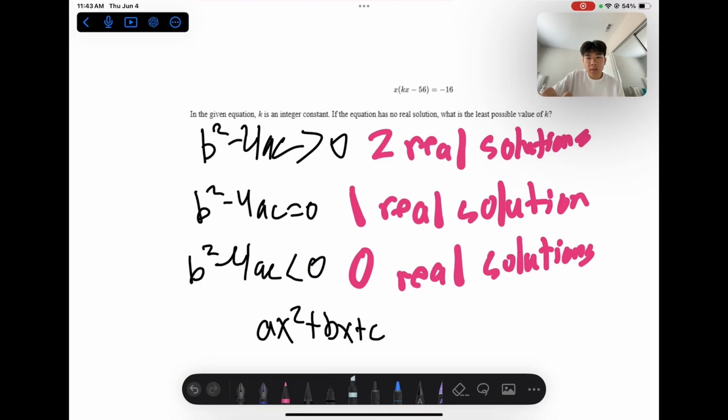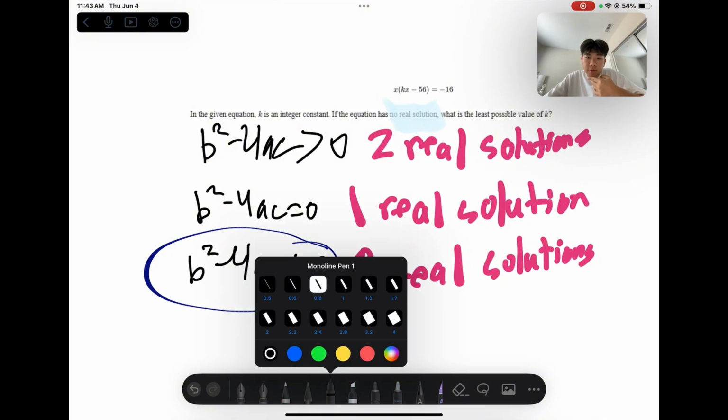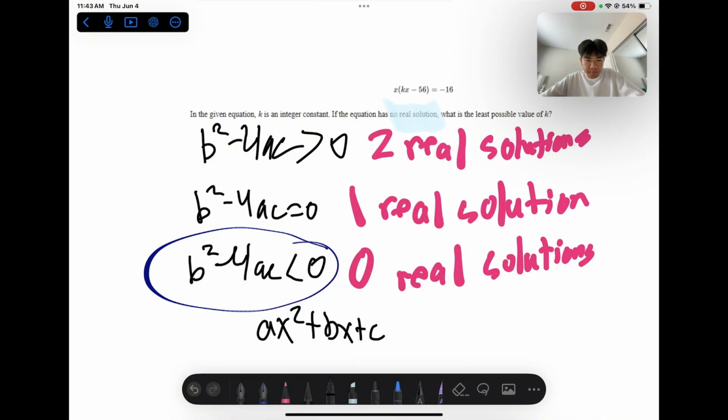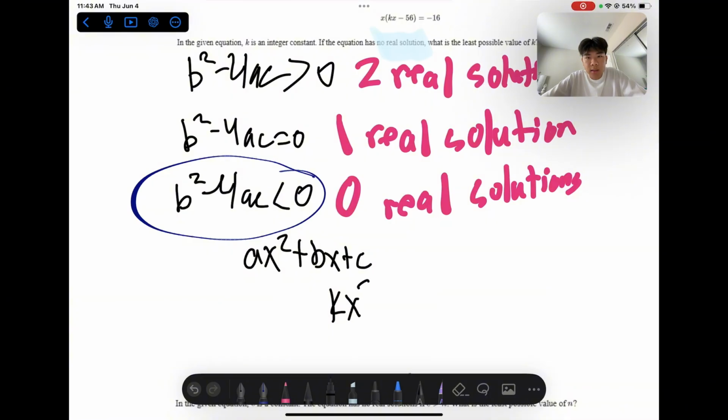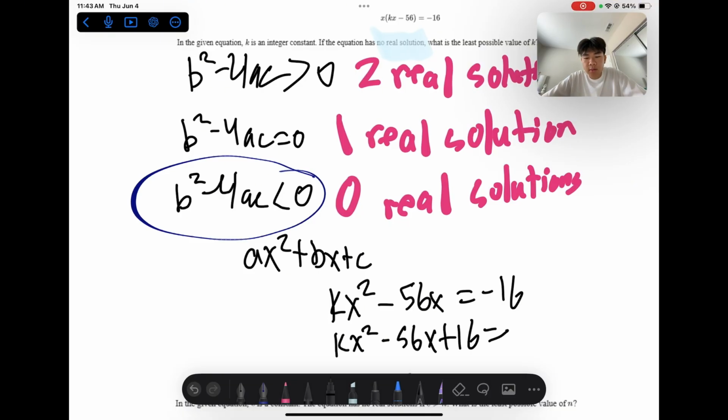So we know that the equation has no real solution. So what does that mean? That means we use this formula, and we're trying to find the least possible value of k. We have to get the equation in the form of ax squared plus bx plus c. So let's just factor it out first. That'll be kx squared minus 56x is equal to negative 16. And we just do kx squared minus 56x plus 16 is equal to 0.